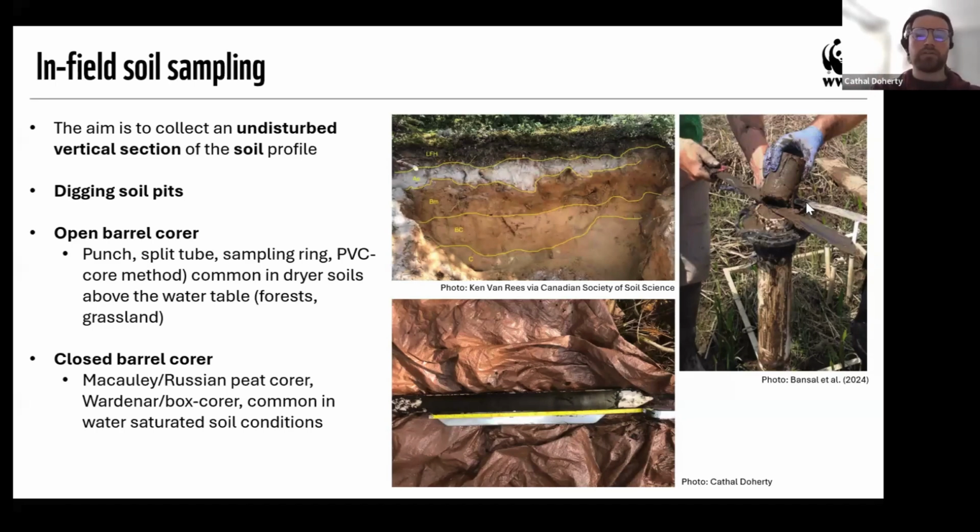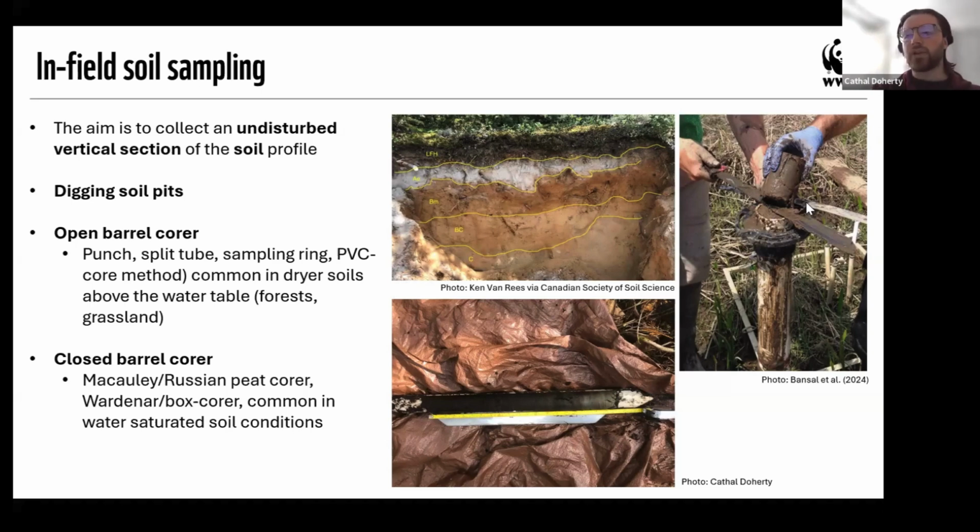Another common method is to use an open barrel corer. This is simply a tube you push into the ground and pull back out, and inside the tube is going to be a nice core. The benefit of that is it's typically quicker and you get an entire full section of the soil profile. The cost is that because it's open at the bottom, some of the samples can fall out. This is especially true if your samples are water saturated. You might not be able to get a sample at all.